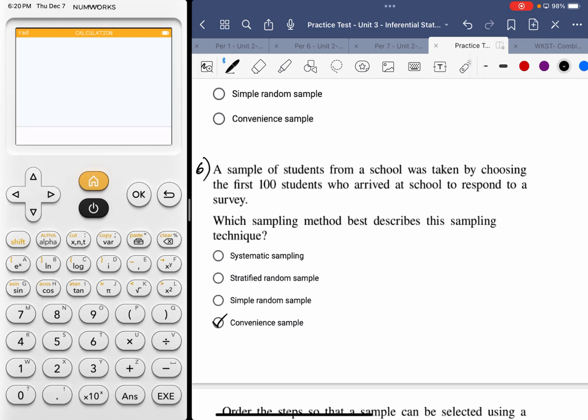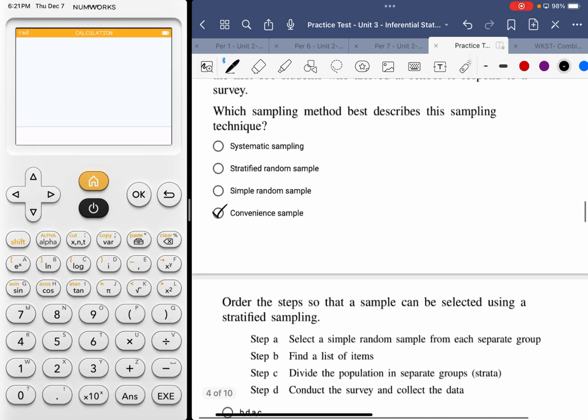If the phrasing were changed slightly, instead of saying by choosing the first 100 students, if it said you would choose every 100th student, right? So person number 100, you're in. Person number 200, you're in. 300, then that would be systematic. Stratified, simple random, that wouldn't really apply here. There's no analog to that.